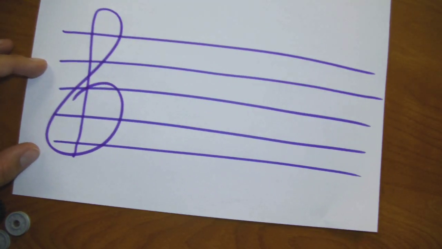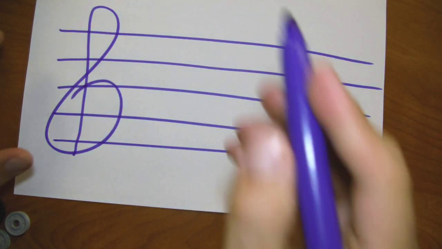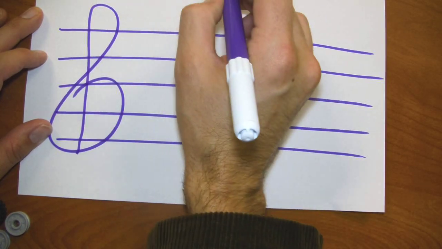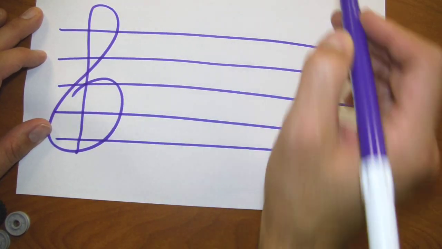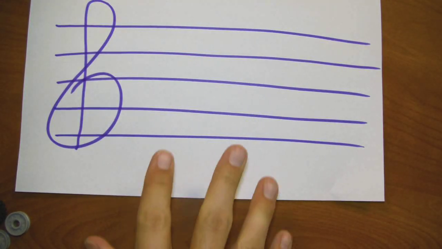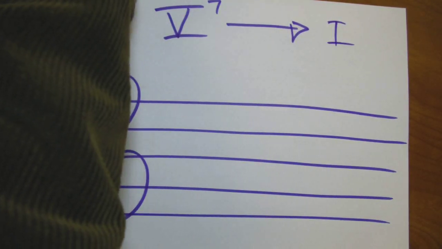So let's say that we're in the key of C, right? And we want to have some kind of a 5/7 going to 1. Oh, that's off the top. There we go. Some kind of a 5/7 going to 1.